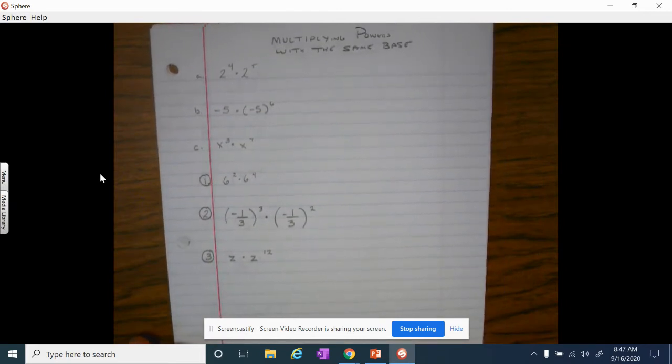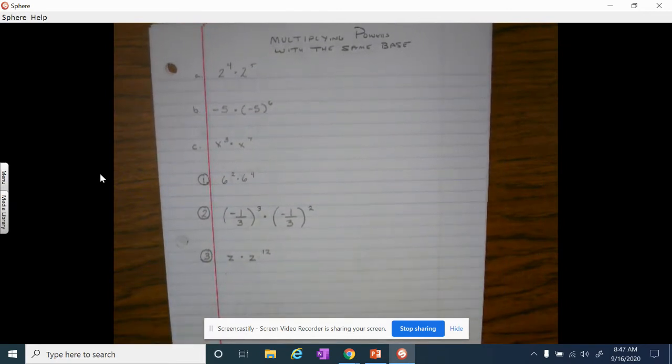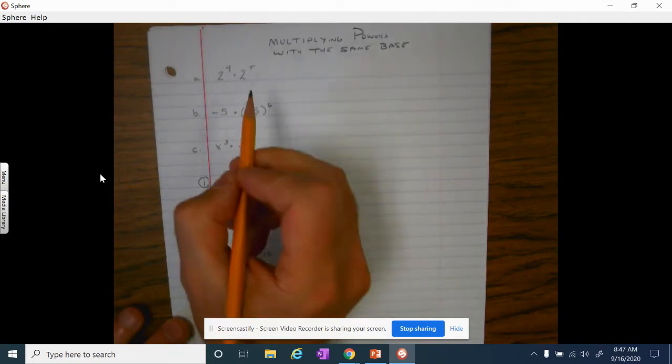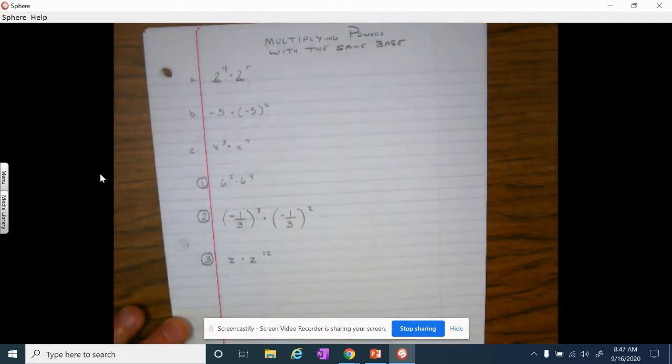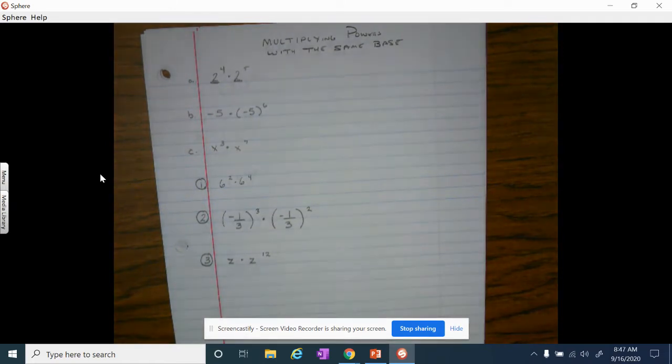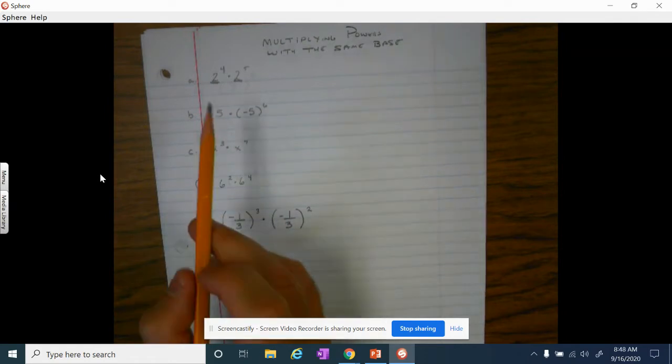The first thing that we are going to look at is multiplying powers with the same base. Now, when I say the same base, I am talking about this large number right here. This property does not work if your bases are not the same. But when I look, the first thing I identify is, are my bases the same? And my bases are the same because they're both 2.